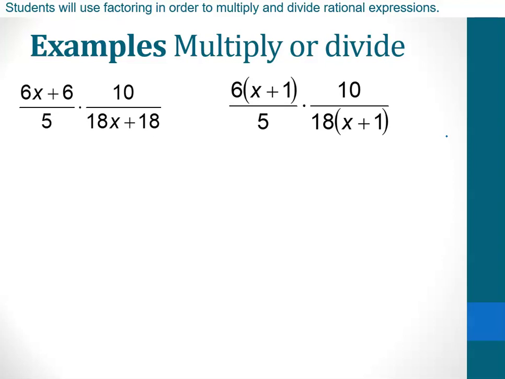So now we're looking to see what we can cancel. Well, we know that 5 goes into 10 twice, and we know that the x plus 1's cancel. And we know that 6 goes into 18 thrice. So on the left, we have 1 divided by 1, and on the right, we have 2 divided by 3, which our final answer is 2/3.